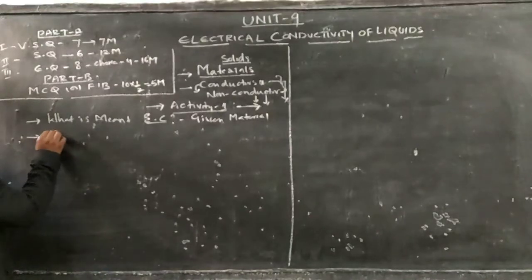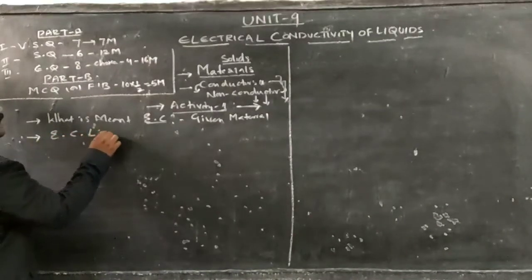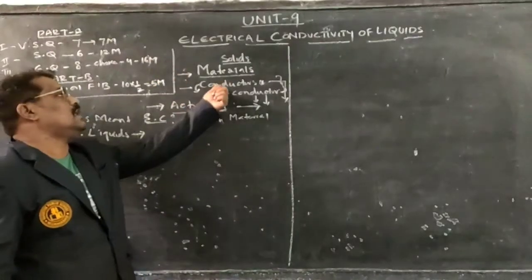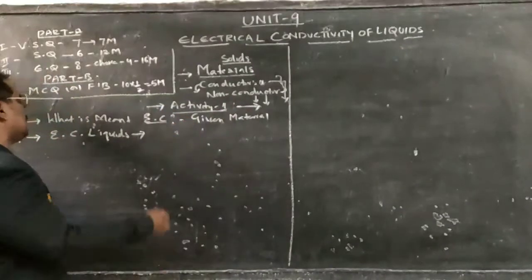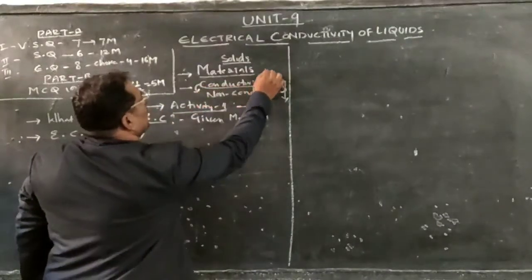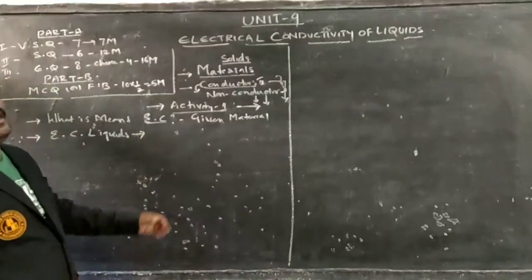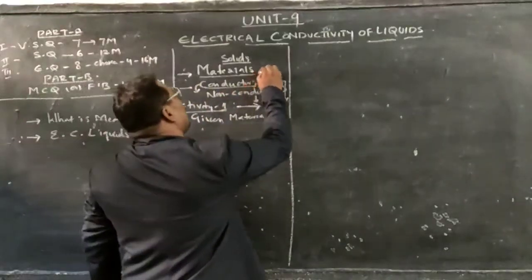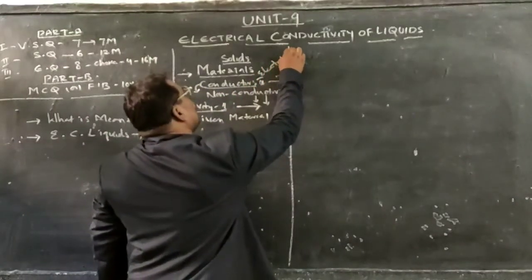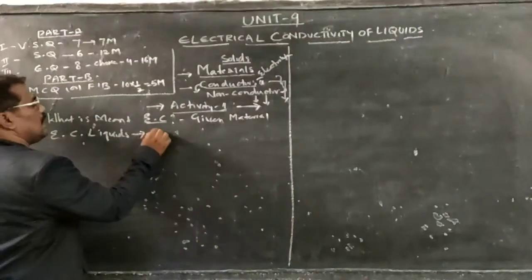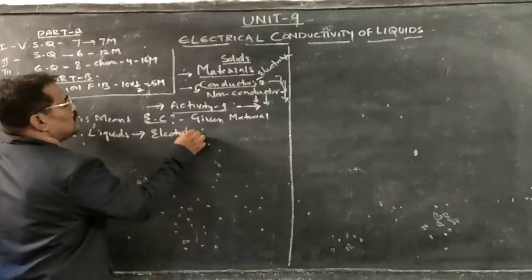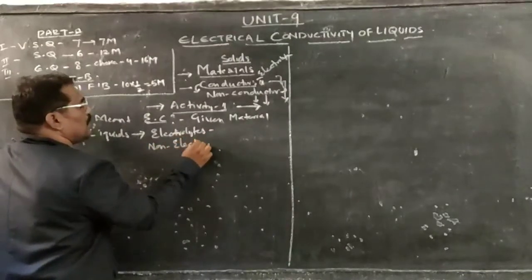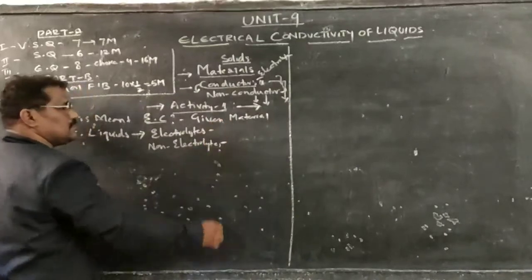Next one is electrical conductivity of liquids. Now we are taking certain liquids, and as solids are taken as conductors as well as non-conductors, in liquids also there will be conducting material in the form of liquids. We call them electrolytic substances. Conducting liquids are called electrolytes, and non-conducting are called non-electrolytic substances, non-electrolytes.